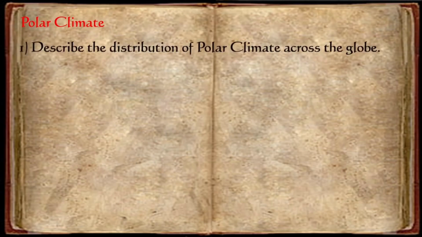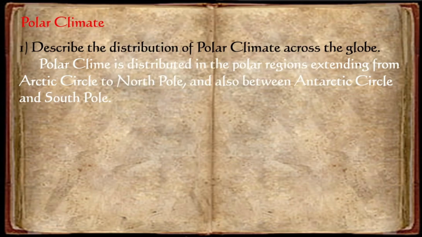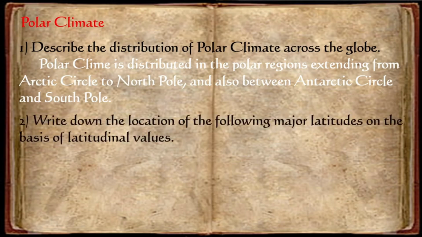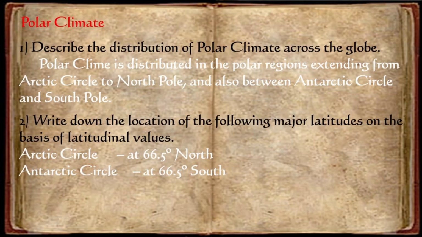Polar climate. Describe the distribution of polar climate across the globe. Polar climate is distributed in the polar regions extending from Arctic Circle to North Pole and also between Antarctic Circle and South Pole. Write down the location of the following major latitudes on the basis of latitudinal values. Arctic Circle at 66½ degrees north. Antarctic Circle at 66½ south. North Pole at 90 degrees north. South Pole at 90 degrees south.